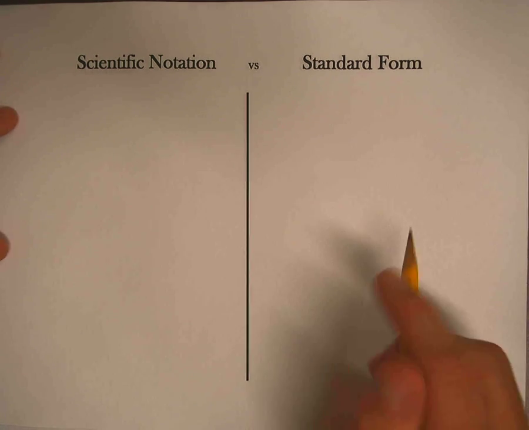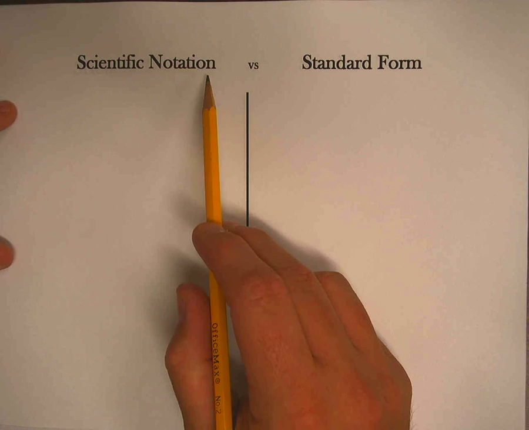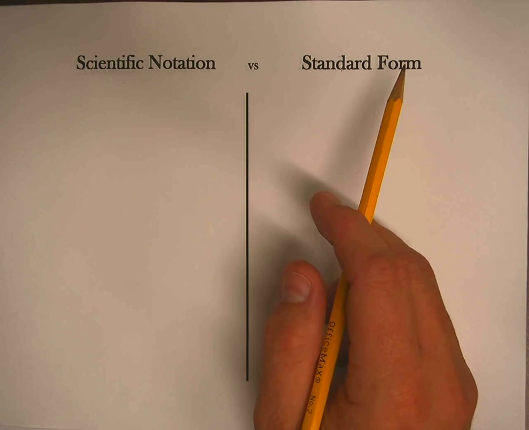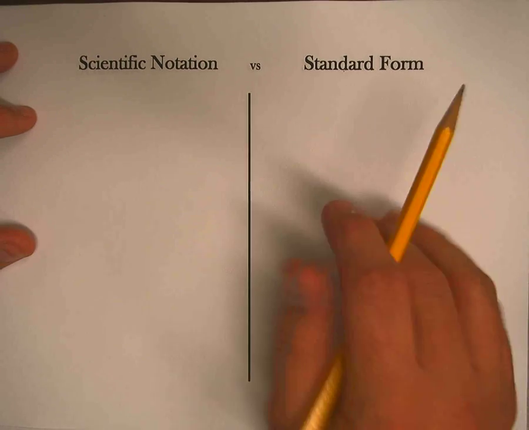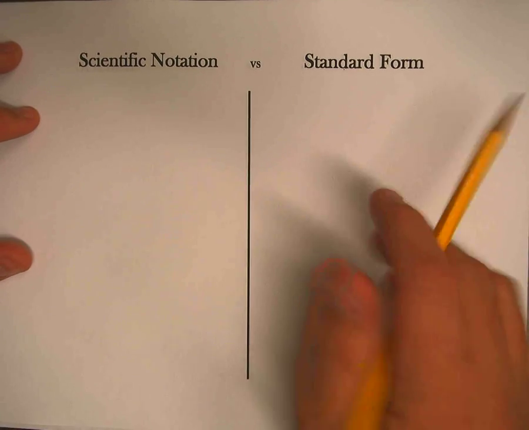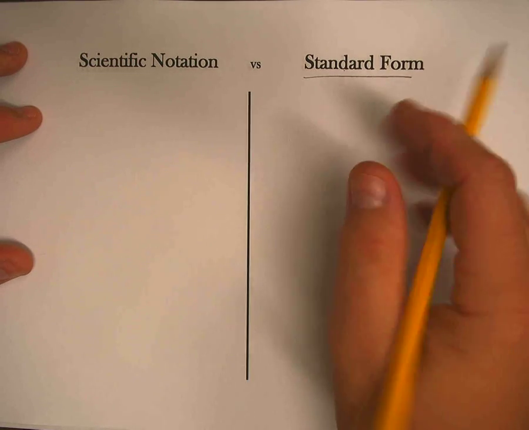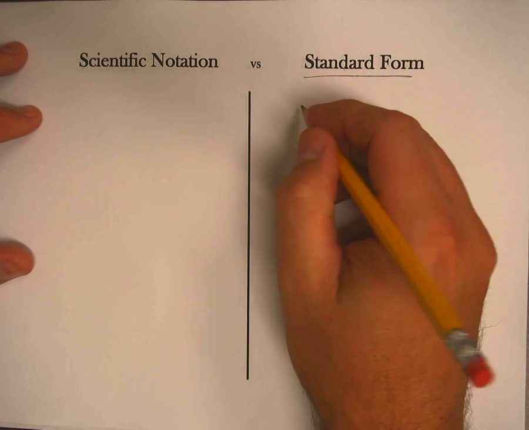Before we begin talking about how to convert a number from scientific notation to a standard form representation, let's just talk about some characteristics of both. The easiest to talk about at first is standard form, because that's the normal way you've been writing numbers most of your math life.